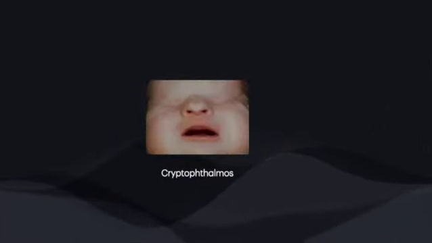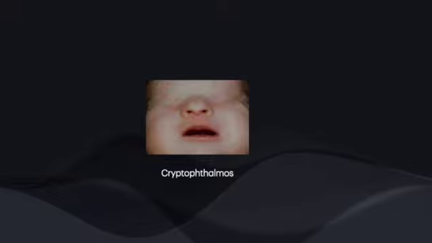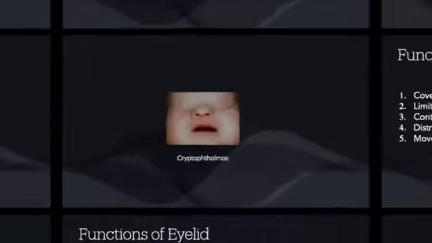Cryptophthalmos is usually associated with Fraser syndrome, which is characterized by cryptophthalmos, cutaneous syndactyly, malformations of the larynx and genitourinary tract, craniofacial dysmorphism, orofacial clefting, mental retardation, and musculoskeletal anomalies.